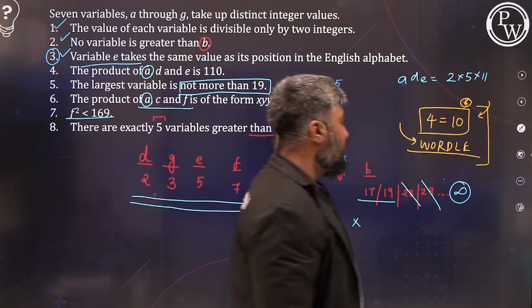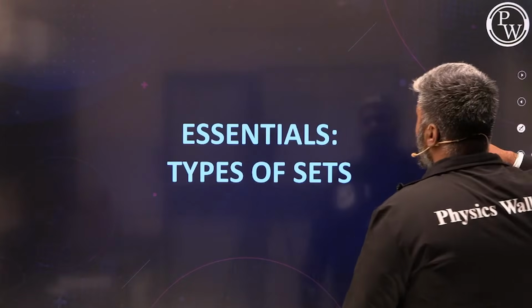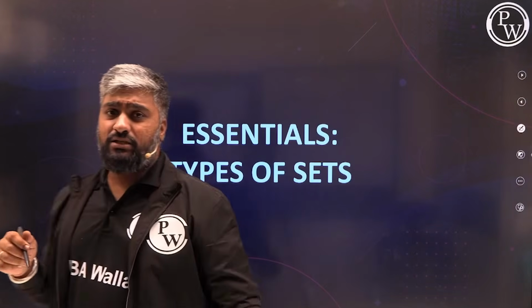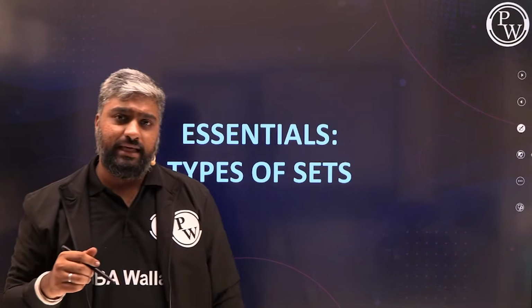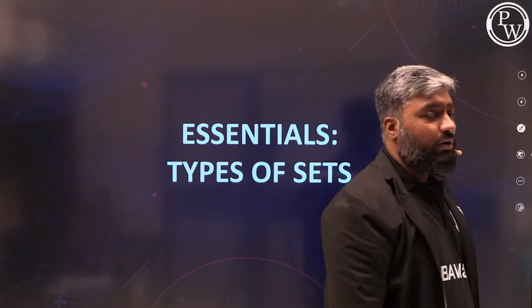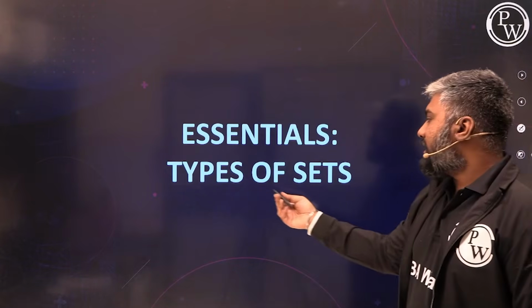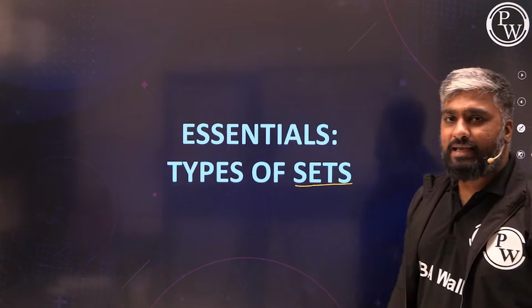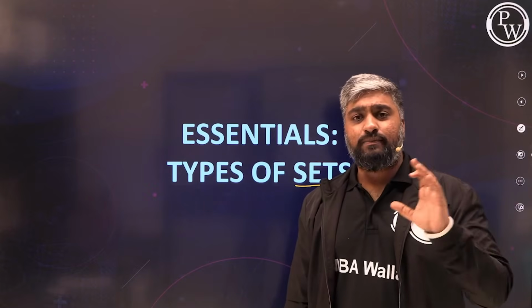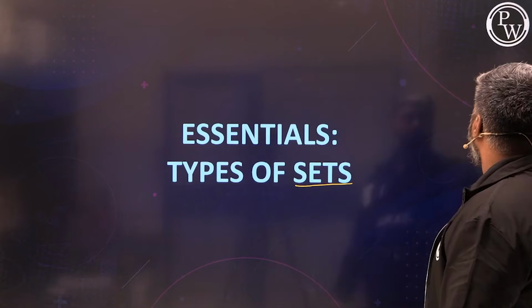ठीक है? चलो. With this, we are done with clues and conditions. I hope you have no questions, no confusions whatsoever with that. ठीक है? The next thing we're going to talk about, the next essential we're going to talk about is what? The types of sets that we will see. Yes? So this is just going to be a quick run through of क्या क्या sets पूछे जाते हैं in a test like CAT. Okay?